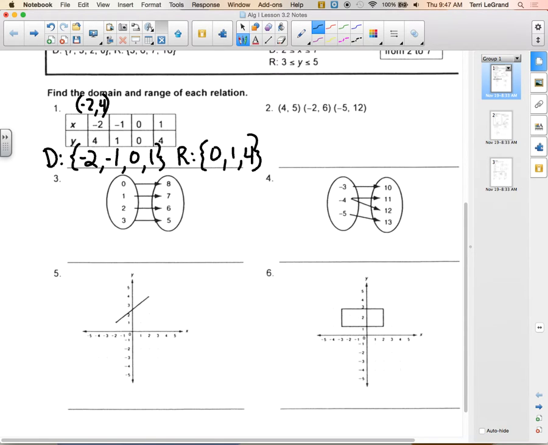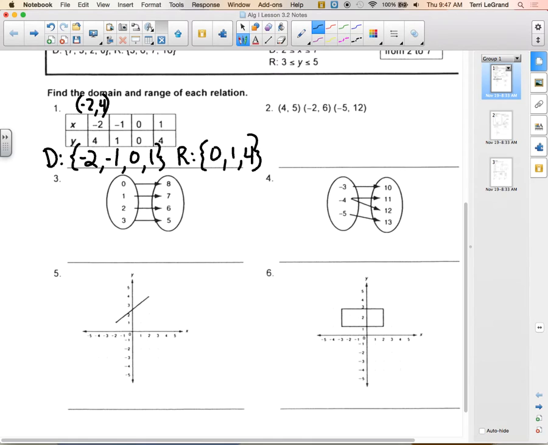Notice there were 2 4s, but we only write it one time. We only need to state it one time. 4 is one of the y values, even though it's used twice. We only state it once in our range. Same would go for the domain. If an x value shows up more than once, we only give it one time in that actual domain. Okay, you go ahead and do the next one then.